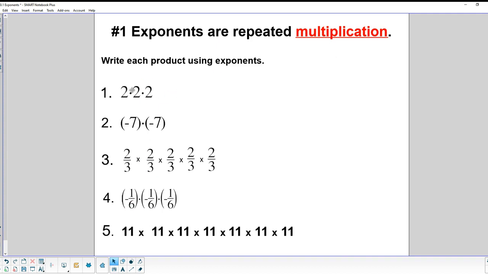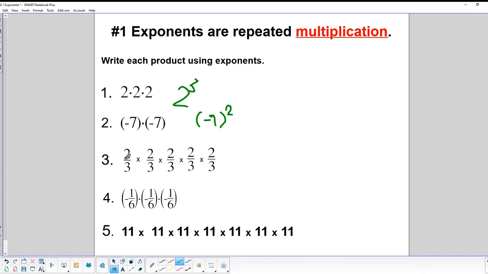So if you look, you've got three 2's together here. So if I wrote those as an exponent, it would look something like this. 2 to the third power. So kind of strange looking, but you've probably seen something like that. If the numbers have parentheses around them and you're writing it as an exponent, make sure you include the parentheses. So -7, and I have two of those, so -7 to the second power.